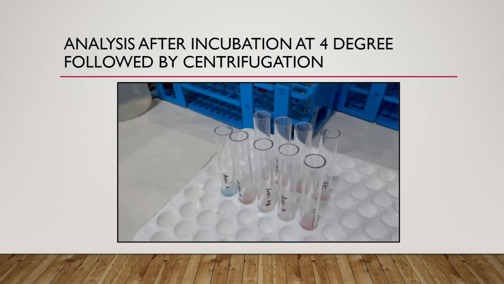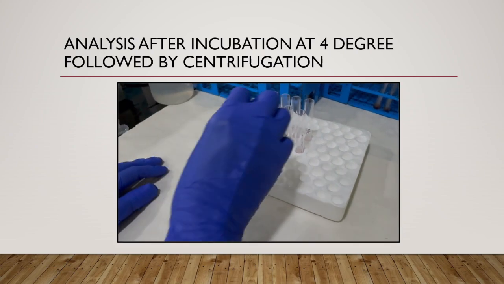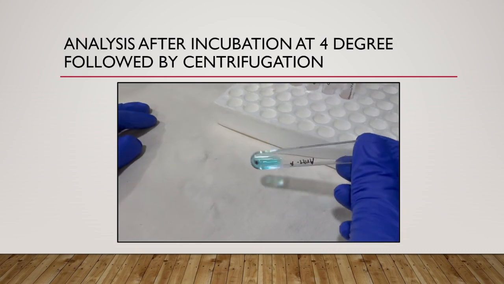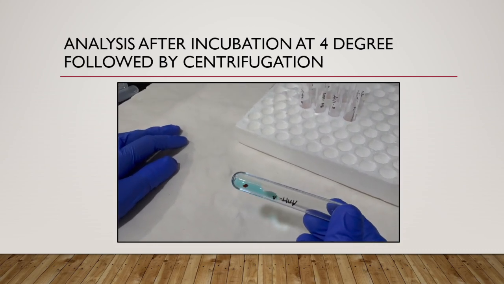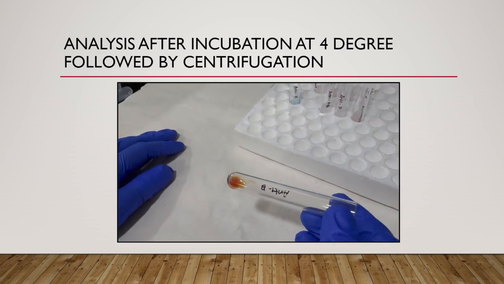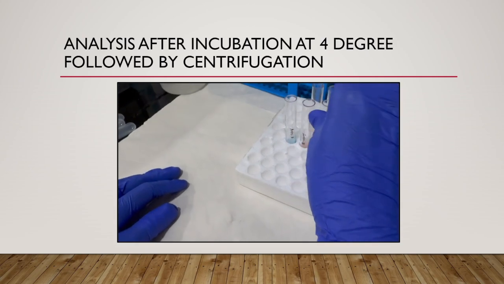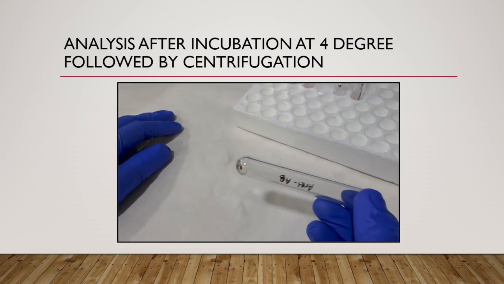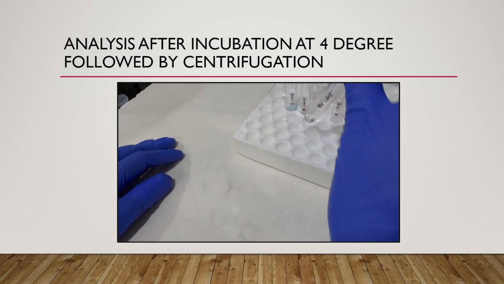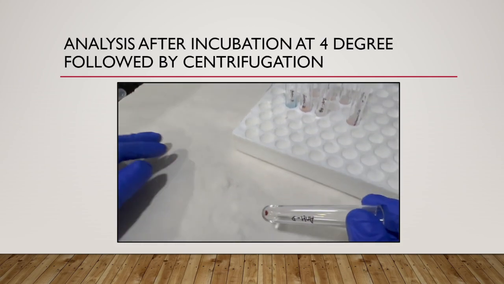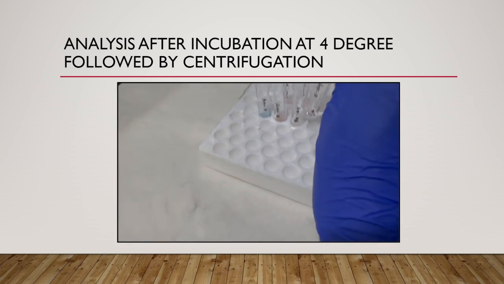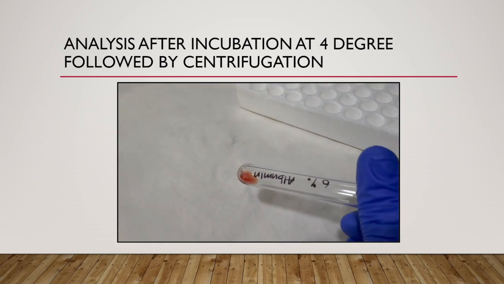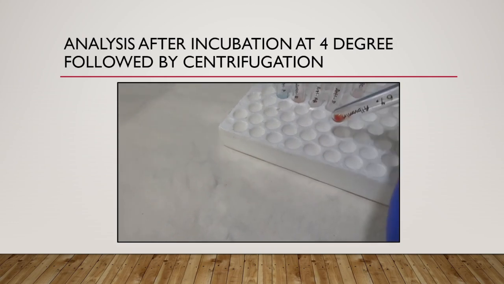After the centrifugation, we are going to analyze the results that we have obtained. First proceeding with the forward grouping tubes, there is a strong 4 plus reaction in anti-A. There is no reaction in anti-B. In anti-AB also there is a strong 4 plus agglutination. Anti-D also has a strong 4 plus reaction. In the control tube of 6% albumin there is no reaction.